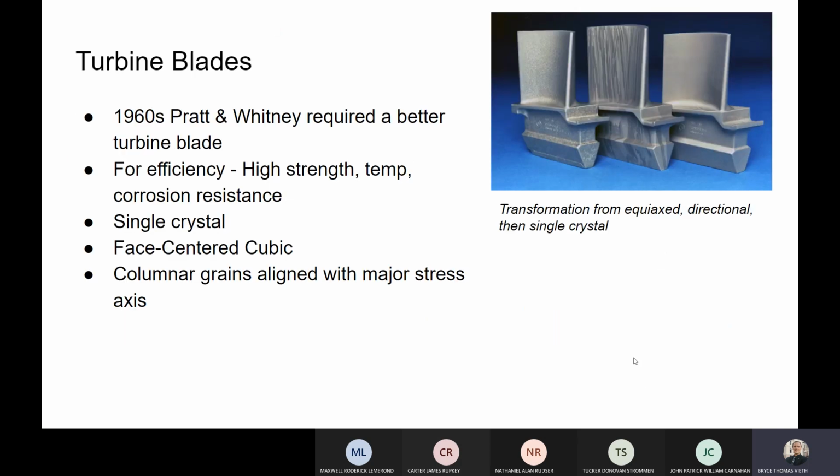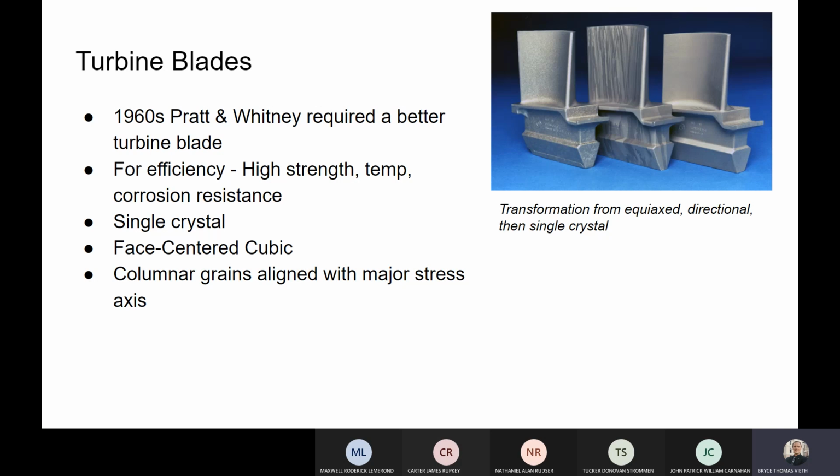Little background on turbine blades. They started in the 1960s. Pratt and Whitney recognized that they needed a better turbine blade design, and they understood that to get the best efficiency out of a jet engine, it needed to operate at high strength, high temp, and have high corrosion resistance. And all of that kind of fueled the incentive to make a single crystal turbine blade.